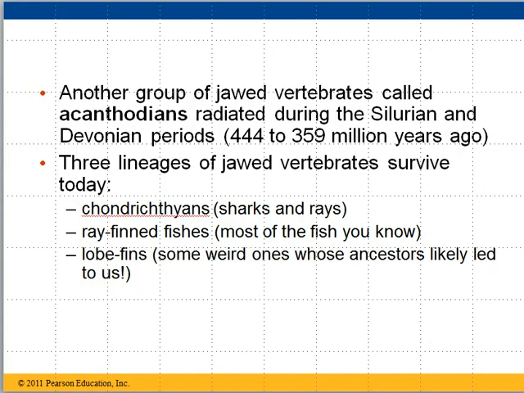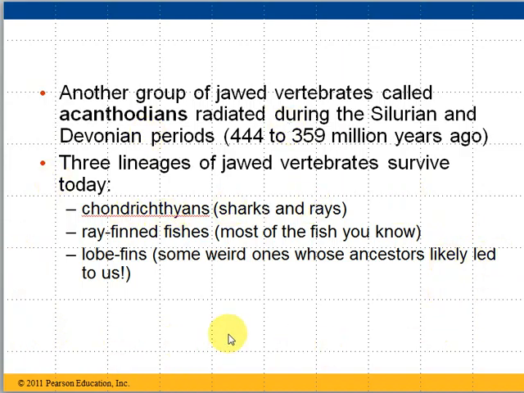This would be the sharks and the rays, the ray-finned fish, which would be most of the fish you think about, bass and catfish and perch. And then some pretty odd creatures called lobe-finned fishes. We'll take a look at those. These guys are probably most related to some of the ancestors that eventually became the tetrapods, the land-dwelling creatures. You'll notice there's no mention of reptiles and birds and mammals, because we are actually descendants from fish. So we're going to find out that we are descendants of one of these lineages of jawed vertebrates.